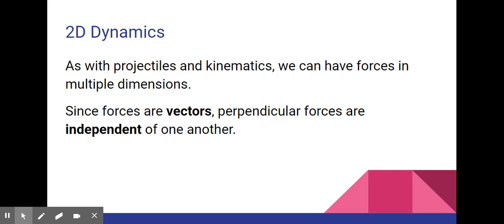So, as with projectiles and kinematics, we can have forces in multiple dimensions. When we had our cart tension problems, we kind of got around that by unfolding the problem. We unfolded or tilted those cables and those pulleys and masses so that everything was going in the same direction. But we can't do that with every problem. So, since forces are vectors, perpendicular forces are independent of one another, so we need to remember that.